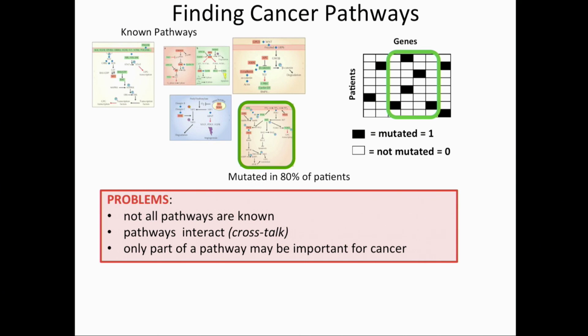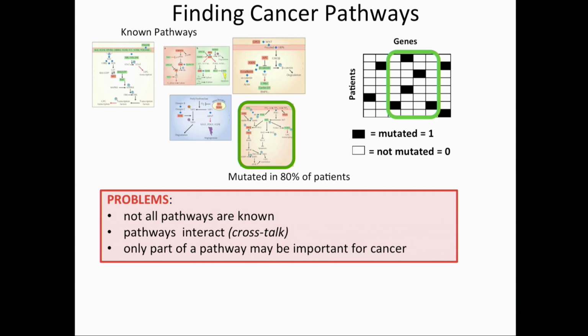Pathways interact, so there is the so-called crosstalk between different pathways, but this approach actually considers pathways in isolation. So they consider them as separated entities. And moreover, some of these pathways that are defined in databases are very large, and only a small portion of it may be important for cancer. And this approach that looks at the entire pathway may miss the important portion if it is not sufficiently large.